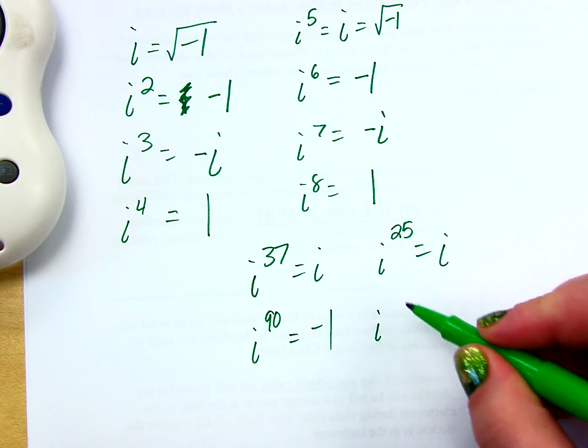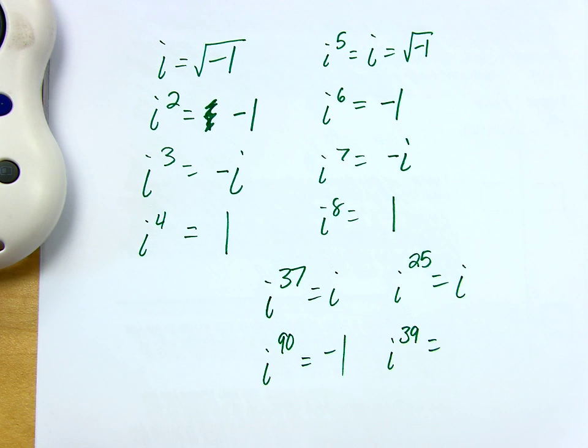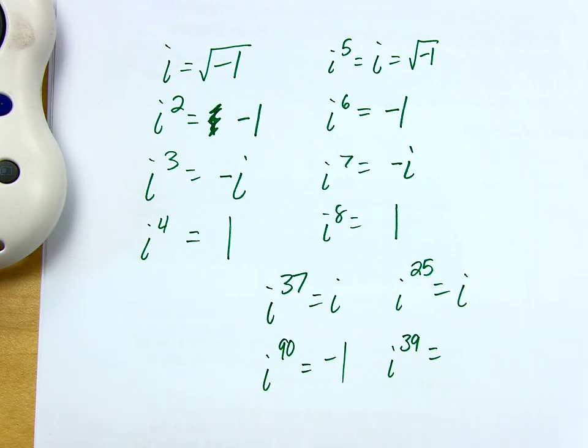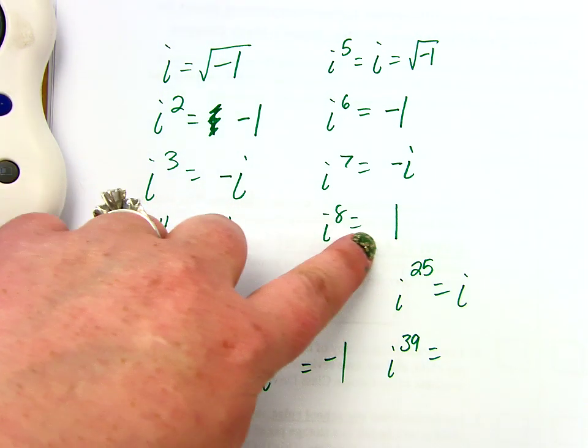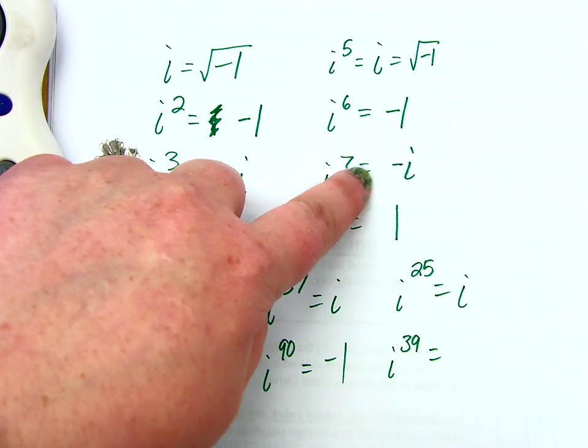Try one more. i to the 39th. Perfect. Because i to the 40th would be a multiple of 4, and I have to go 1 before it. I'm not quite there yet, so -i.